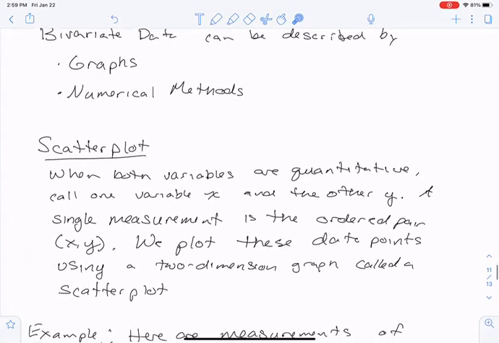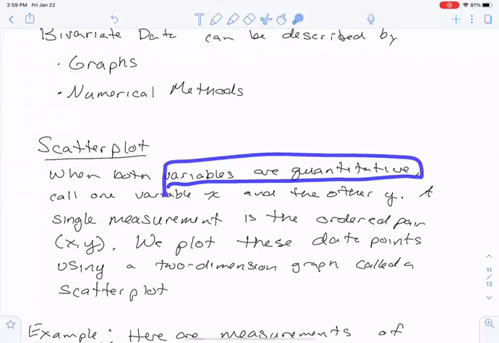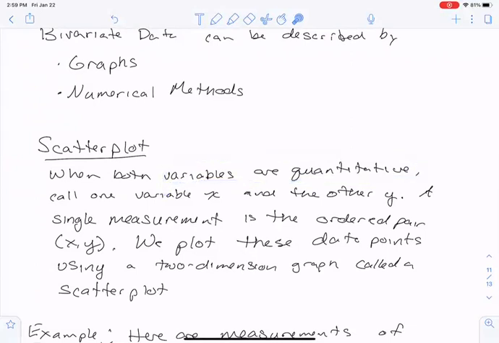The way that we really represent bivariate data is by what we call a scatter plot. And if both of our bivariate data variables are quantitative, we're going to call one of the variables X and the other Y. And we'll consider a single measurement the ordered pair of X comma Y. And what we're going to do is we plot those 2 points, that X and that Y, on a two-dimensional Cartesian plane. And that representation is what we call a scatter plot.